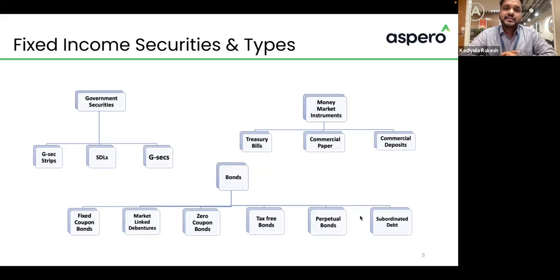Coming to fixed income securities and types, there are various types of fixed income securities. G-Secs, strips, SDLs all come under the government securities. Treasury bills, commercial papers, certificates of deposit come under the money market instruments. And coming to the bonds, we have a wide range of bonds in the market in the current scenario, like fixed coupon bonds, market linked debentures, zero coupon bonds, tax-free bonds, perpetual bonds, and subordinated debt.